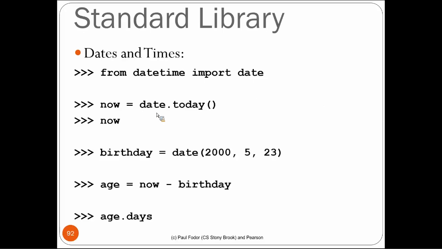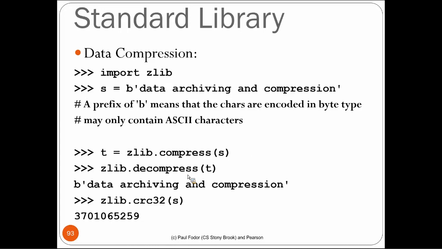You can get the current date and time from datetime. You can subtract dates, and basically you can get the number of days, hours, minutes, seconds between any two dates. You can archive files and compress and decompress files or strings. You can compute other functions like CRC, which is a standard hash function.